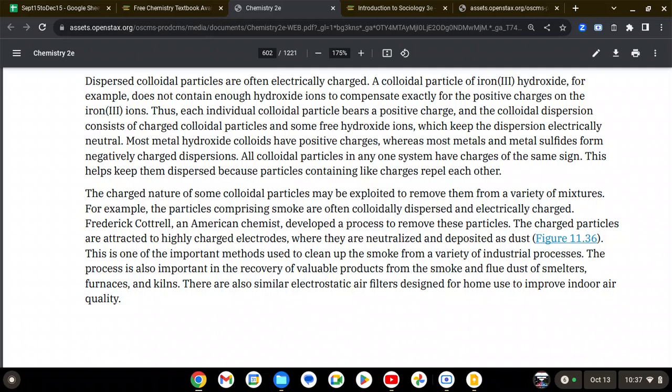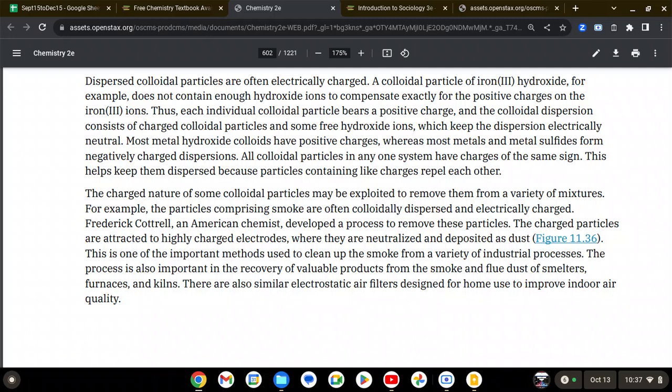Most metal hydroxide colloids have positive charges, whereas most metals and metal sulfides form negatively charged dispersions. All colloidal particles in any one system have charges of the same sign. This helps keep them dispersed because particles containing like charges repel each other.